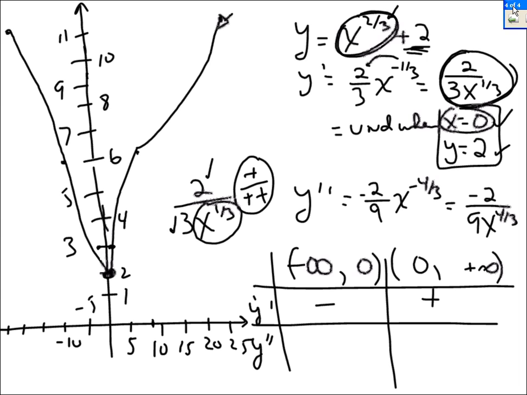Now, let's look at the second derivative. Negative 2 is always negative. 9 is always positive. Now, the cube root of x might be negative, but then we square it. It becomes positive. So, for all x, we have negative over positive times positive, which is negative. Okay, first derivative is decreasing and then increasing. At 0, we have a min.